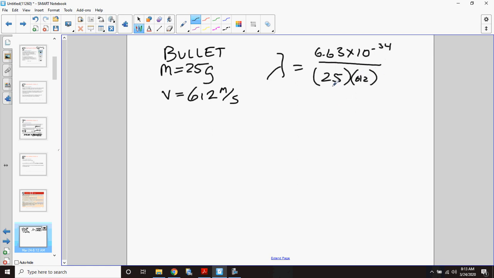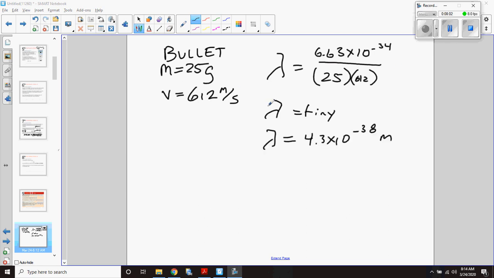Now, whatever 25 times 612 is, it's going to be still huge. The product of these two things is going to be huge compared to Planck's constant. So this is like taking a tiny number and dividing by a big number. You don't end up with a big number here. You're going to end up with a wavelength that is tiny. So I'm just going to say tiny. But we can still get the math and solve our problem.